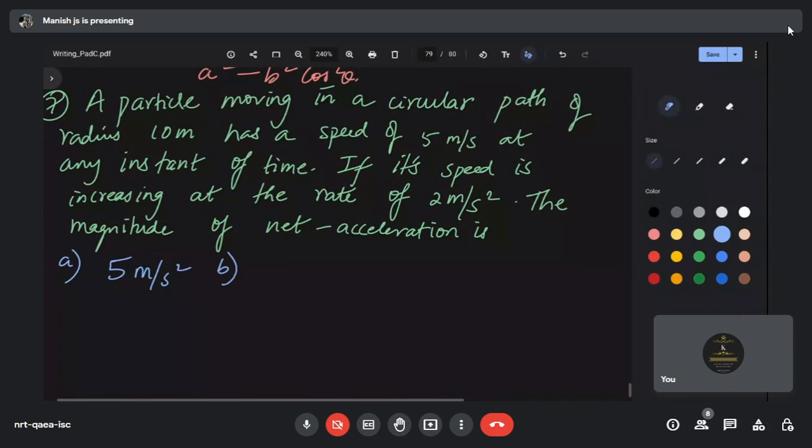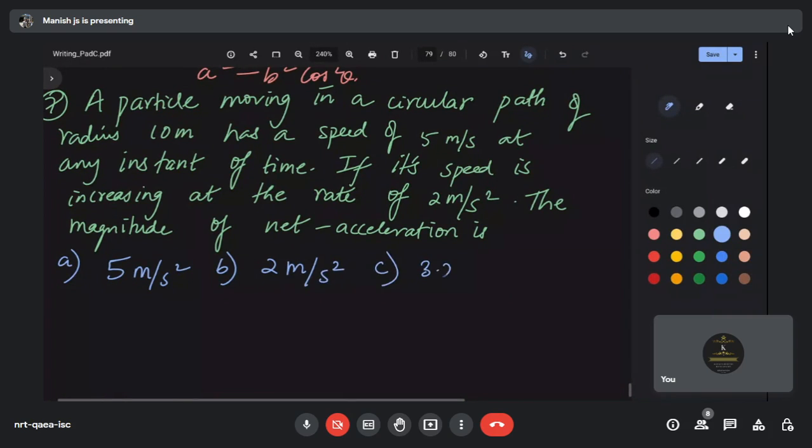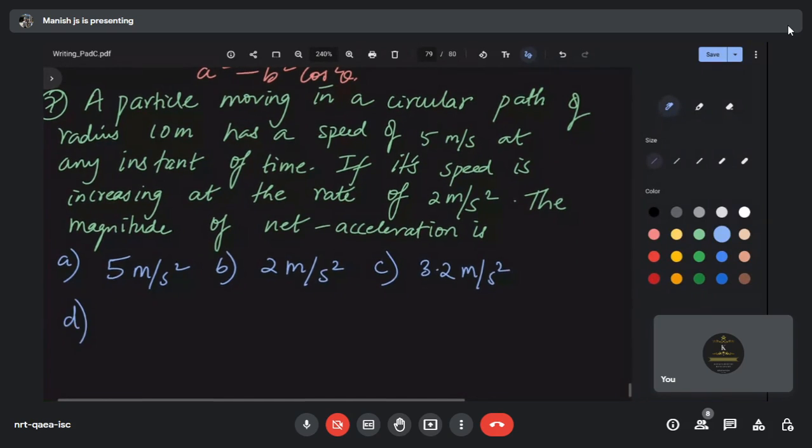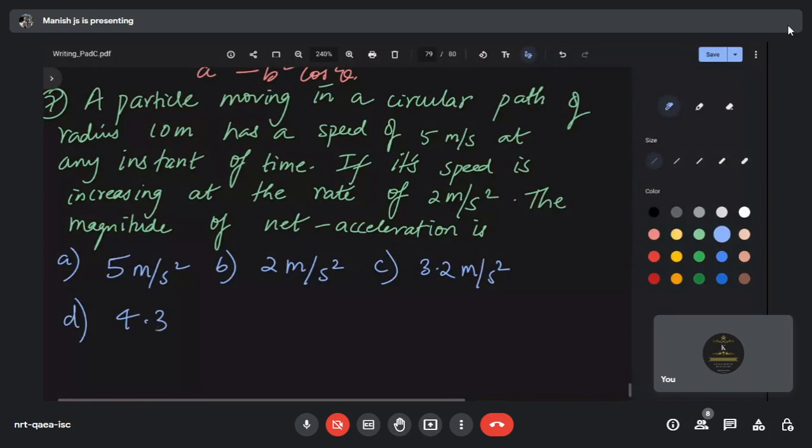Option A, 5 meters per second square. Option B, 2 meters per second square. Option C, 3.2 meters per second square. And option D, 4.3 meters per second square.